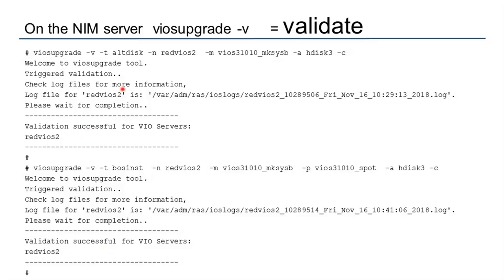But when you got success for your VIOS server, the alt_disk and the bosinst were both going to work okay now. It actually tells you the name of a log file, so you can see all the tests that it actually ran, if it was successful, of what is actually going on behind the covers.